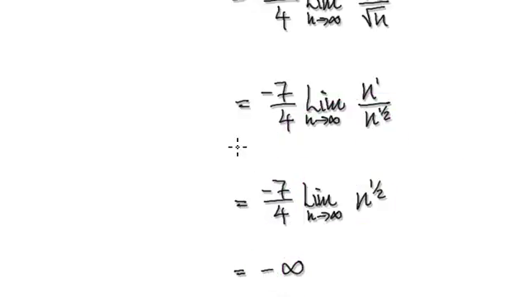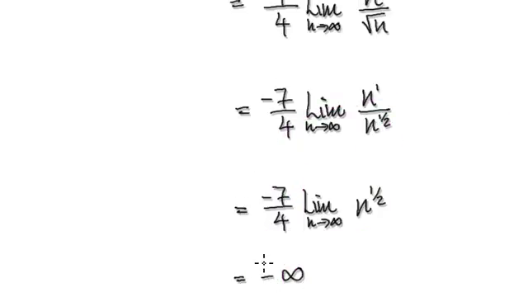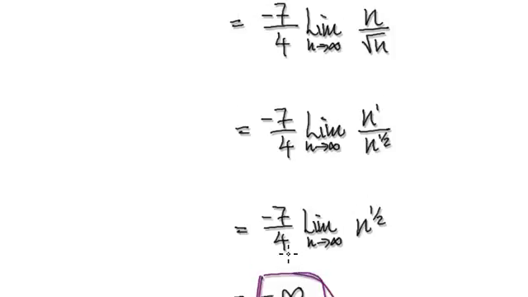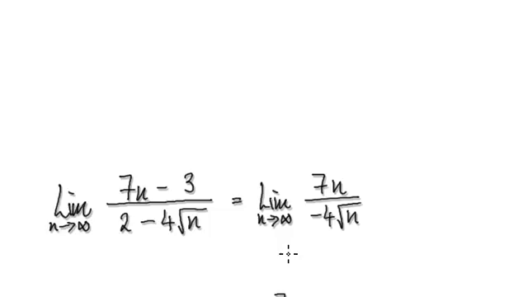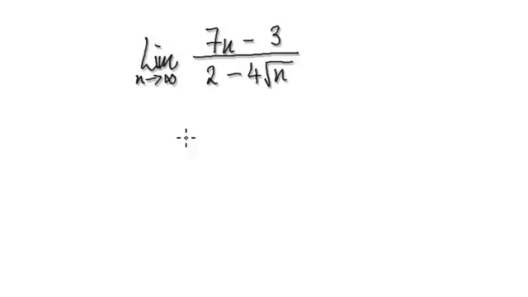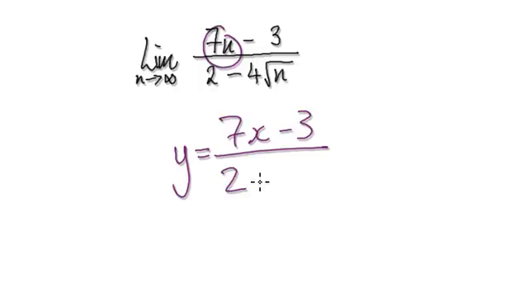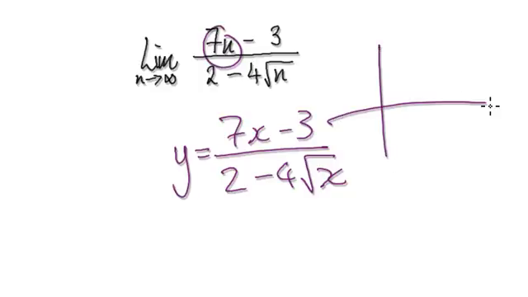So the answer here is that this sequence will diverge. If you get a graph plotter and plot y equals 7x take away 3, 2 minus 4 root x, I don't know what will happen around here, but you should have something going to negative infinity. So the sequence will actually diverge.